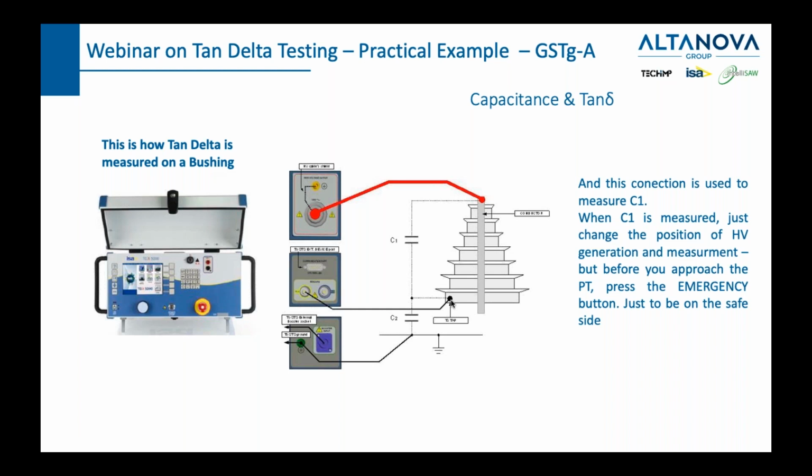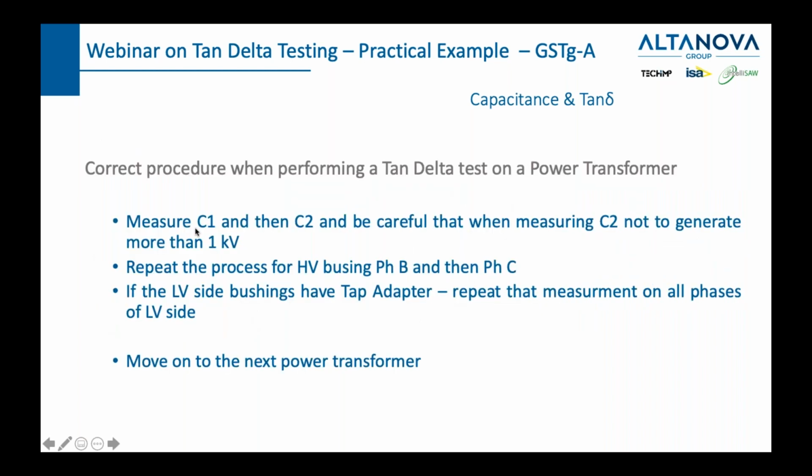After doing so, we switch and we generate on C on the tap adapter and measure from here in order to measure C2. But let's see that in steps. So measure C1 and then C2, and be careful when measuring C2 not to generate more than 1 kilovolt.